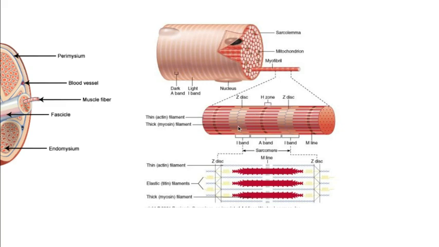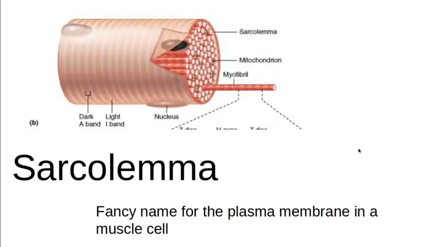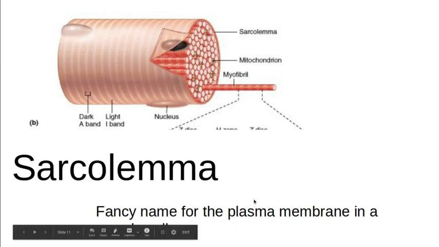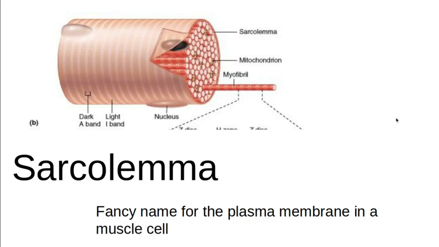Let me go to the next slide. I'm getting ahead of myself. This is the sarcolemma, which is just a fancy name for the plasma membrane. I don't know why that keeps popping up there, sorry, in a muscle cell. So sarcolemma is plasma membrane.